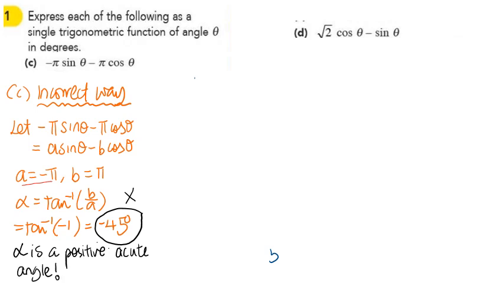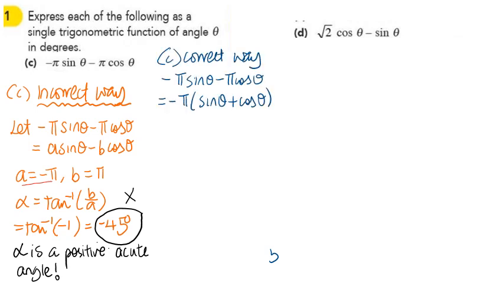All right. Therefore, when you are faced with questions in this form, you can't just straight away apply the R formula. So the correct way is we have to factorize out negative pi. Factorize out negative pi, and you see that now you have a positive sine theta. A is positive already, and B is also positive. Then here you can apply your R formula, to be equal to R sine bracket theta plus alpha.